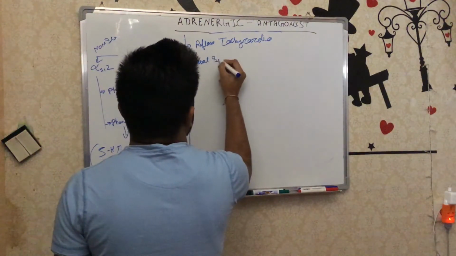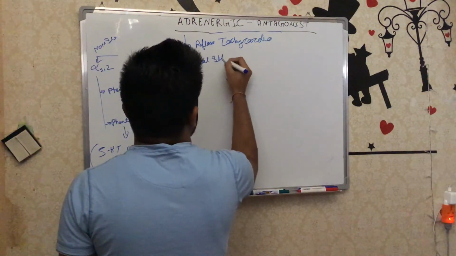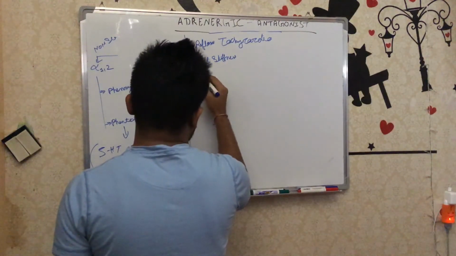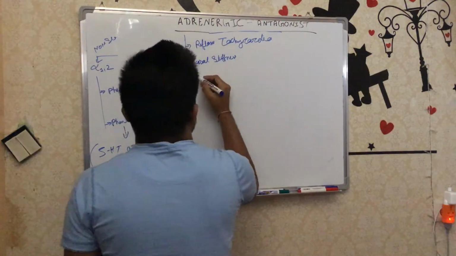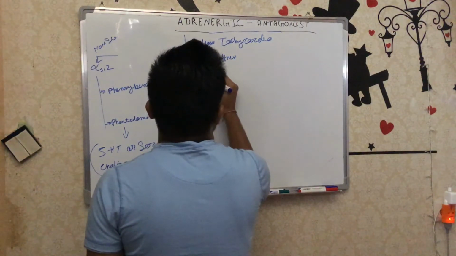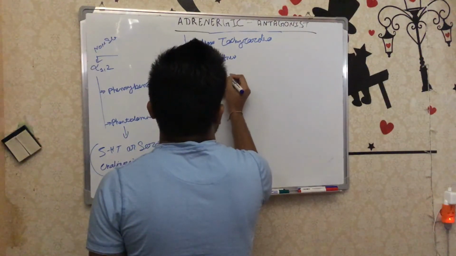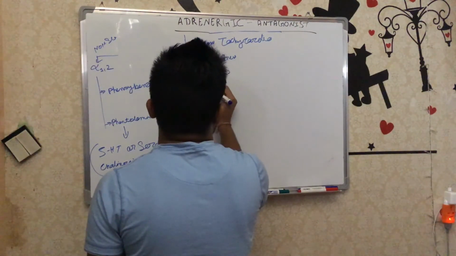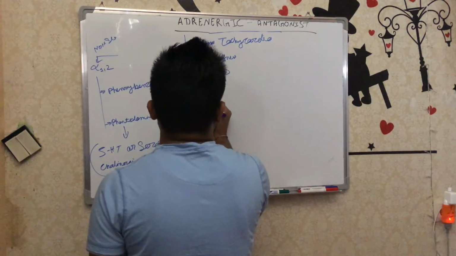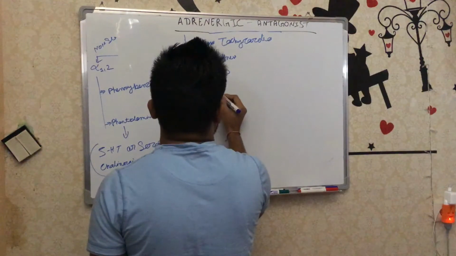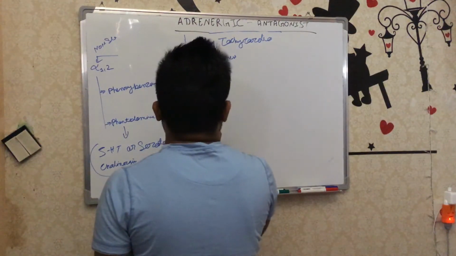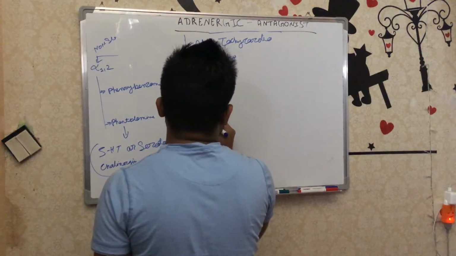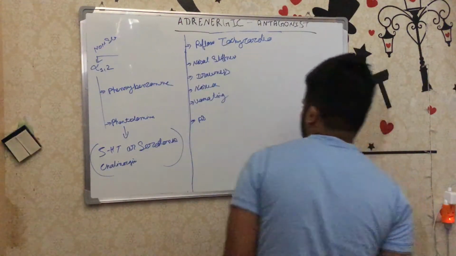Nasal stiffness, due to blockage of the nasal area. Sometimes jaundice can be seen. Nausea, vomiting, and the main major side effect is also postural hypotension, or orthostatic hypotension.